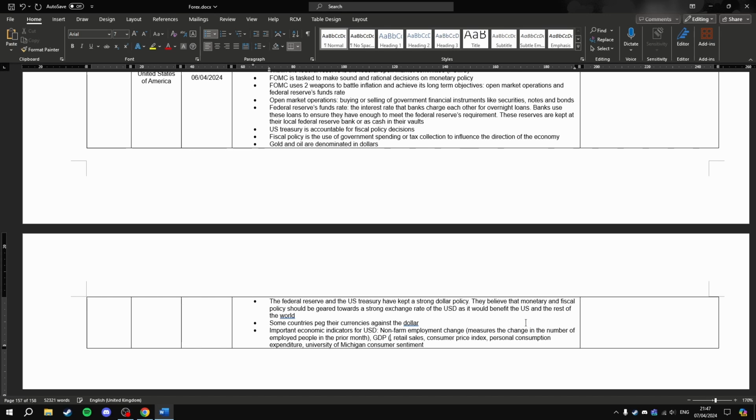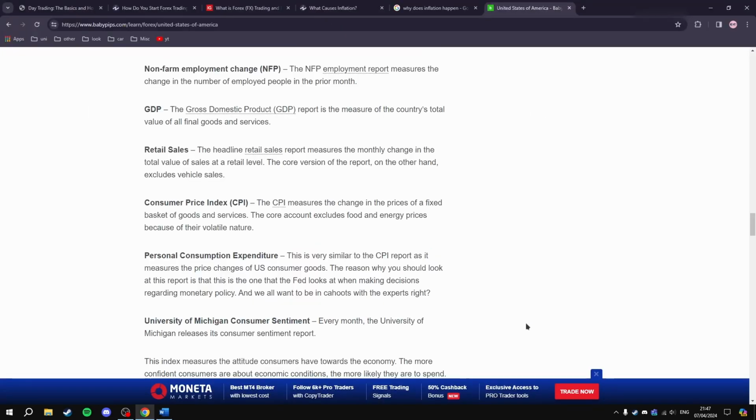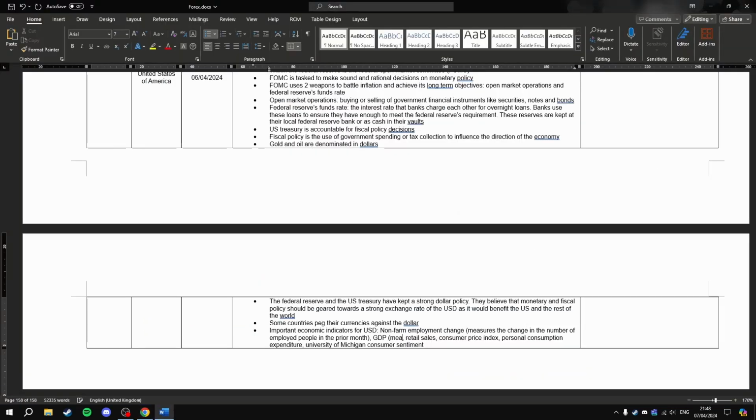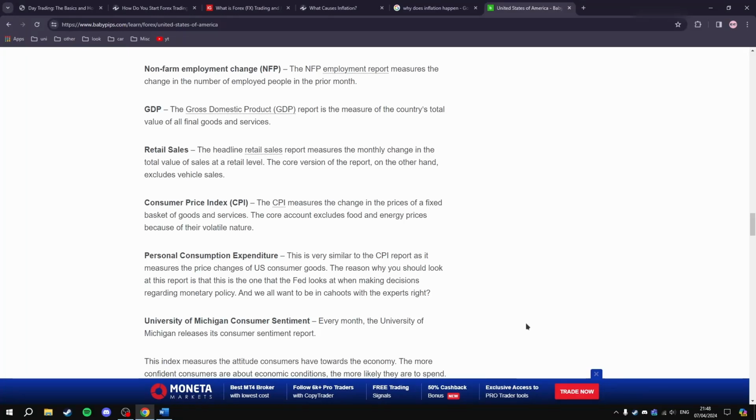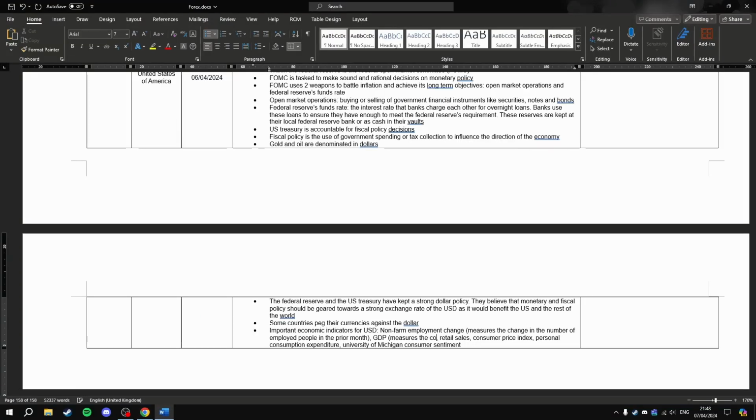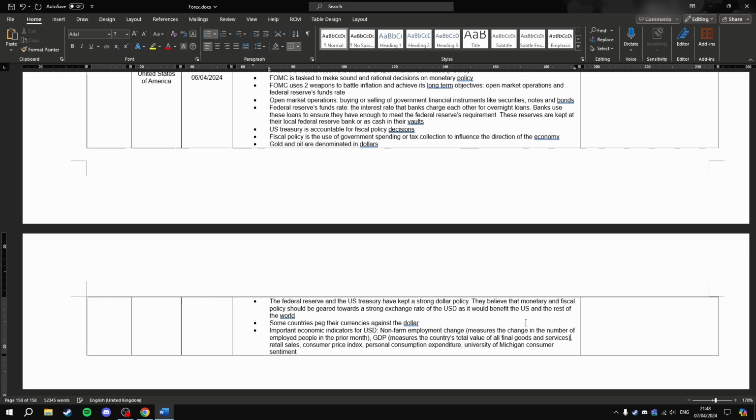GDP, or gross domestic product report, is a measure of the country's total value of all final goods and services.